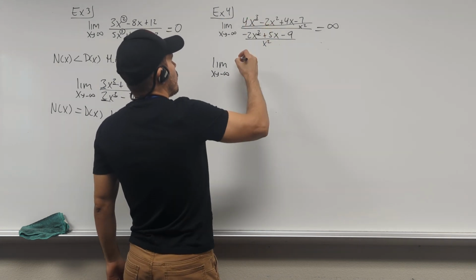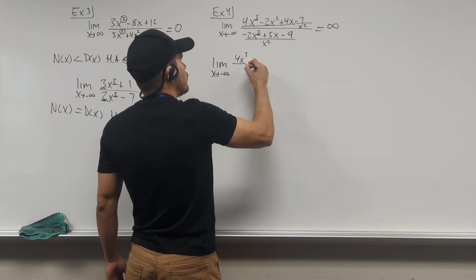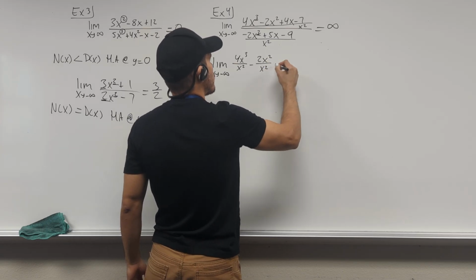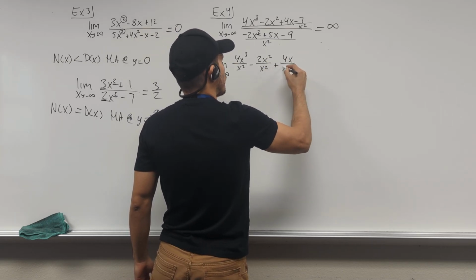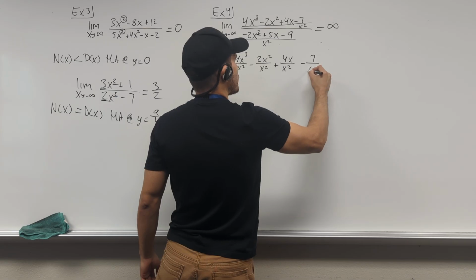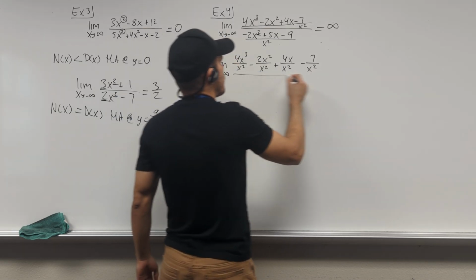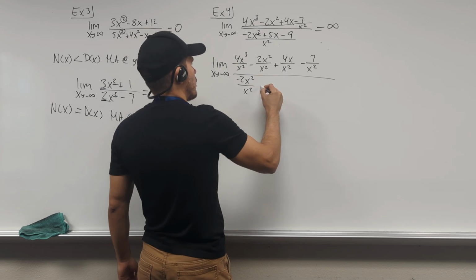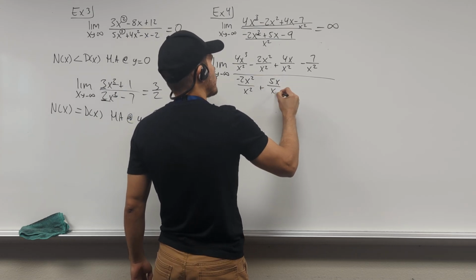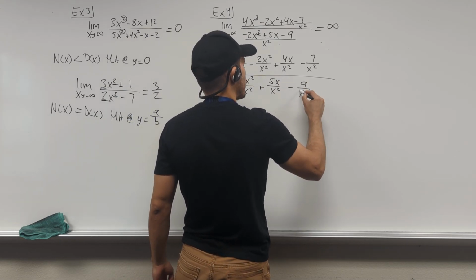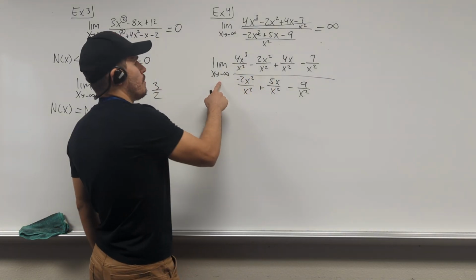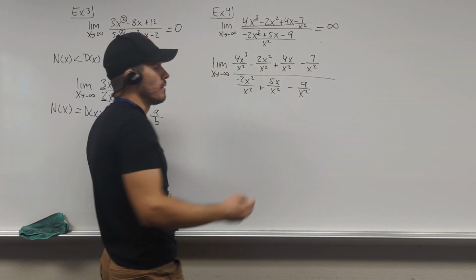And I would have 4x cubed over x squared minus 2x squared over x squared plus 4x over x squared minus 7 over x squared, over negative 2x squared over x squared plus 5x over x squared minus 9 over x squared. And I'm going to simplify. Notice that I keep writing the word limit because I have not taken the limit.